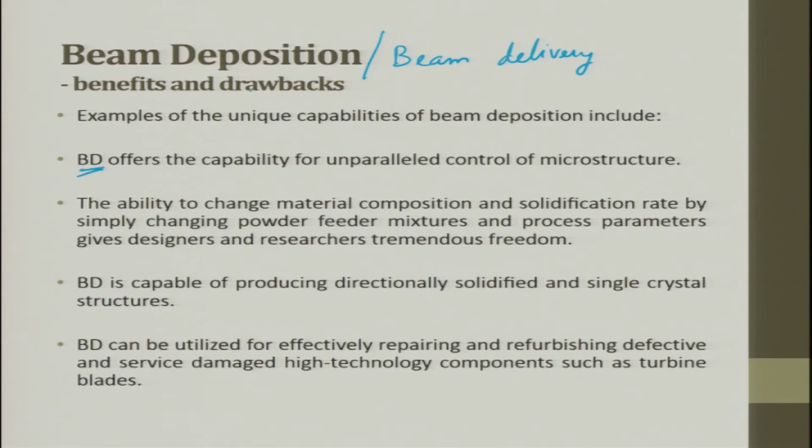Beam deposition offers the capability of unparalleled control of microstructure, and the ability to change material composition and solidification rates by simply changing the powder feed. These are the two terminologies I was using, thermal gradient G and R, the solidification rate. For process planning, this gives designers and researchers a tremendous freedom. BD is capable of producing directionally solidified and single crystal structures.